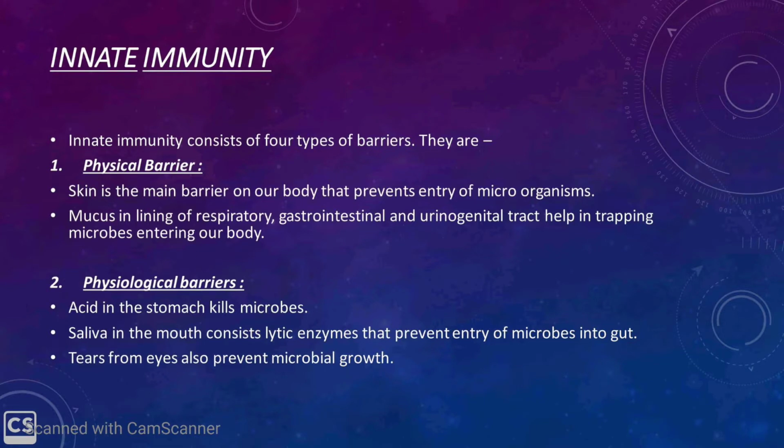Innate immunity consists of four types of barriers. They are physical barriers, that is, the skin on our body is the main barrier which prevents the entry of the microorganisms. Another one is mucus coating of the epithelium lining in the respiratory tract, gastrointestinal tract, and urogenital tract, which also helps in trapping the microbes that enter our body.